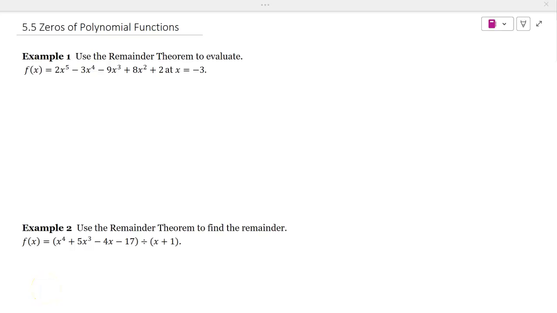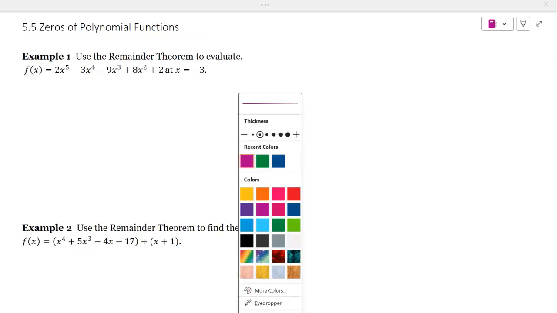In these examples, we're going to use the remainder theorem to evaluate a function at a given value. The remainder theorem tells us that if we plug a value into a function, whatever answer we get is the same as the remainder we would get if we did long division or synthetic division. This is helpful to us to quickly figure out whether a number is going to be a zero of a polynomial, because if we get 0 as the remainder, that means that the factor would divide evenly.